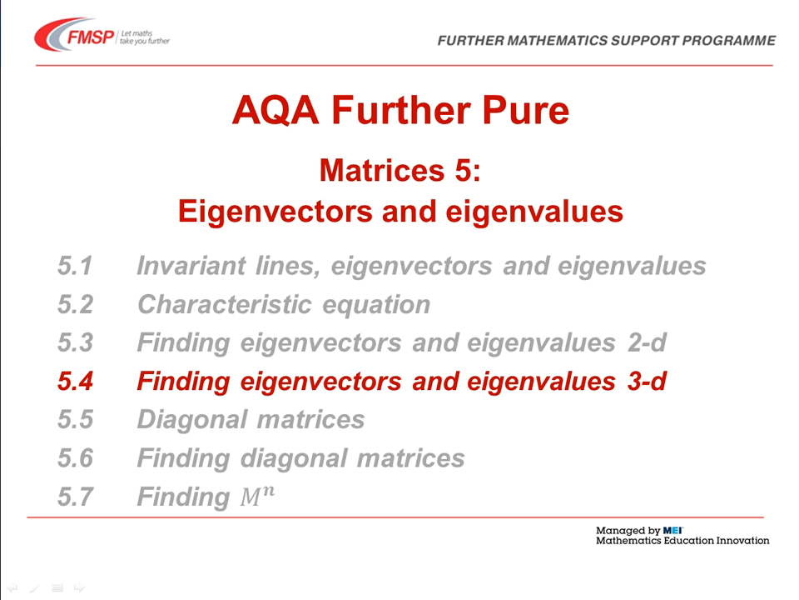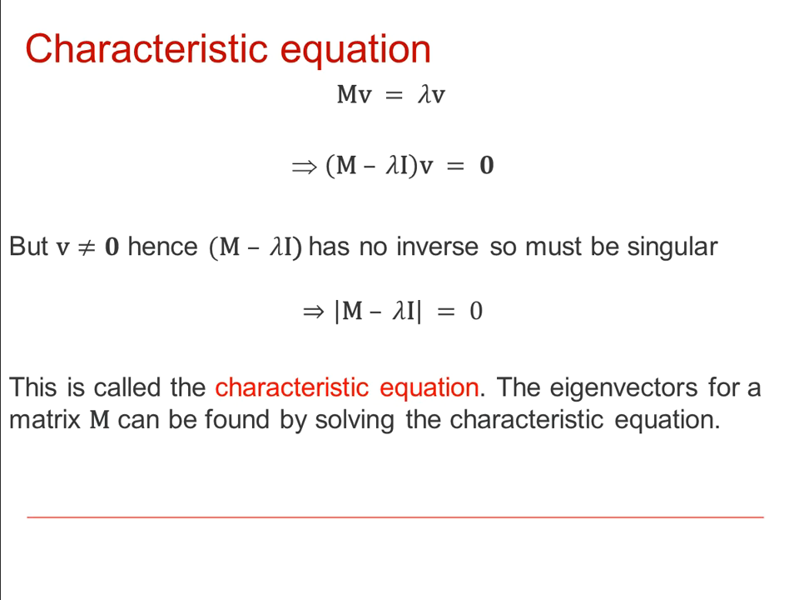This is a video for AQA Further Pure Mathematics. Matrices, section 5.4, where we're finding eigenvectors and eigenvalues for 3 by 3 matrices. In previous videos we've seen how the characteristic equation, the determinant of M minus lambda I equal to 0, is found, and how we use that in a 2 by 2 situation.